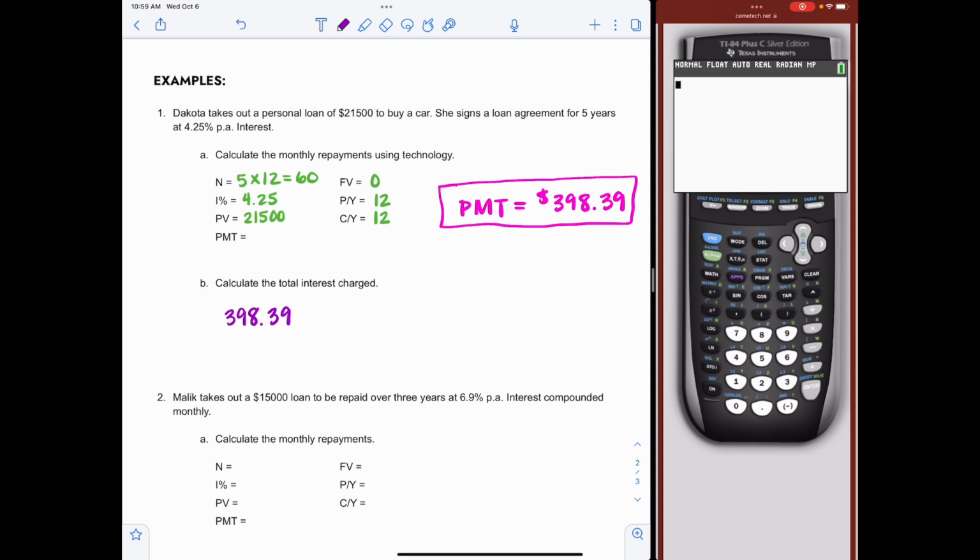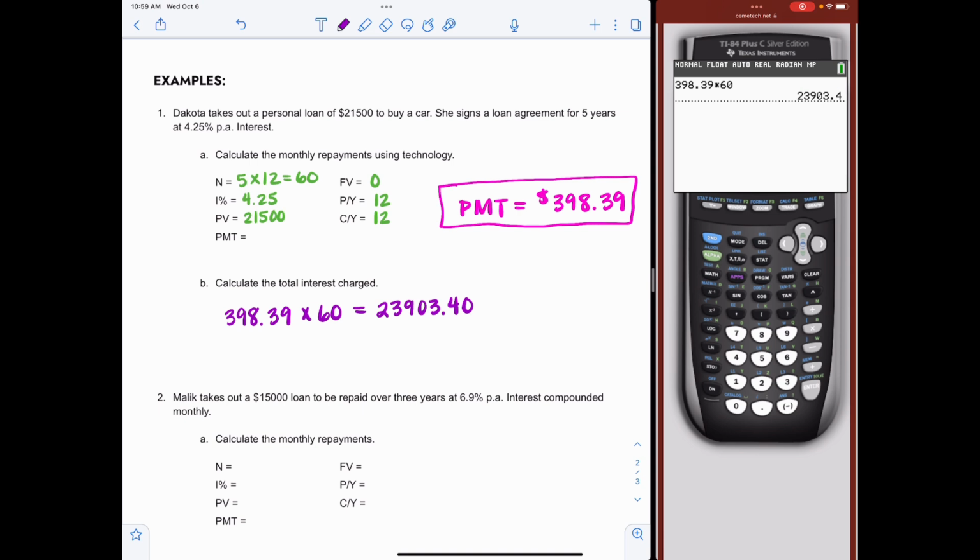$398.39. We paid that for a total of 60 months. And if we calculate what that is, we get 398.39 times 60. That will give us a total amount paid of $23,903.40. All right. So remember, the interest is what you paid extra.